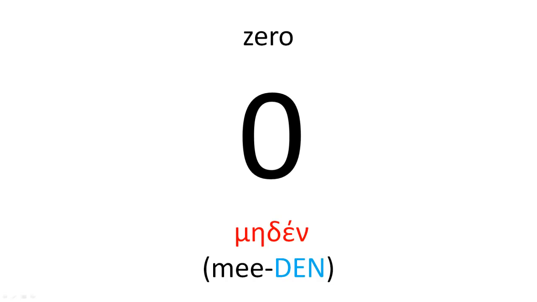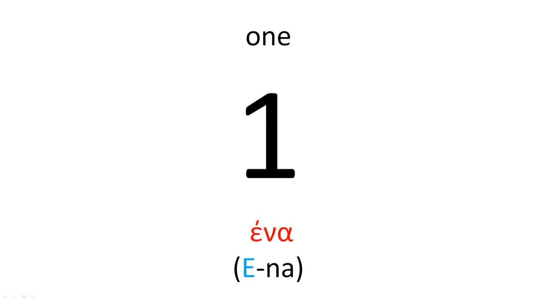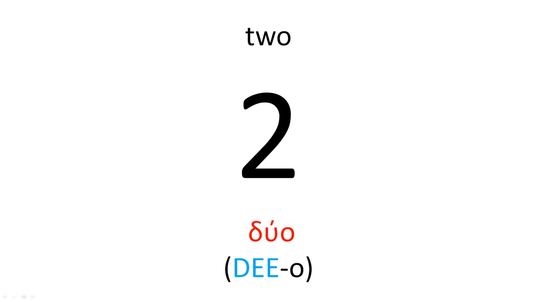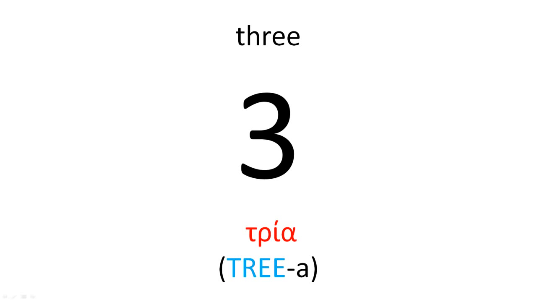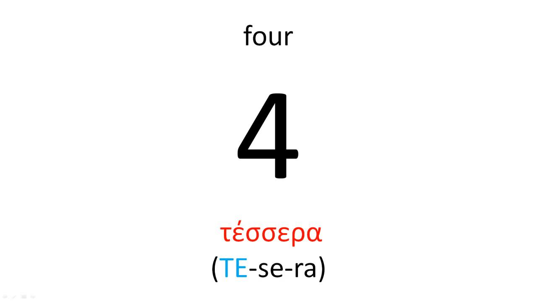First, we have zero. Zero in Greek is translated as miden. Let me repeat this one more time. Miden. Next, we have one. One is translated as ena. Let me repeat this one more time. Ena. Next, we have two. Two is translated as δύο. Let me repeat this one more time. Δύο. The next number is 3. 3 is translated as τρία. Τρία. After that, we have 4.